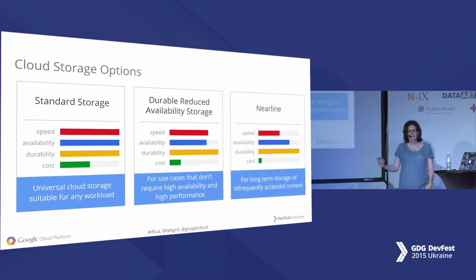And the last one is nearline. Nearline storage offers a price point about half the price of DRA. And this is for infrequently accessed data that you won't have to access more than once a month. So it's more for disaster recovery and backup. It has less speed, same availability, same durability, but half the cost of DRA.